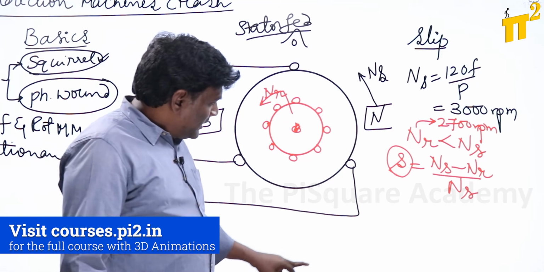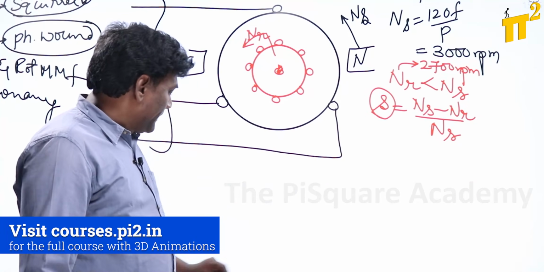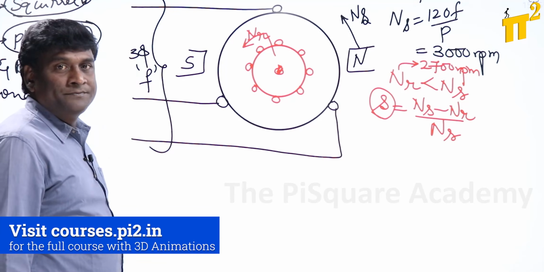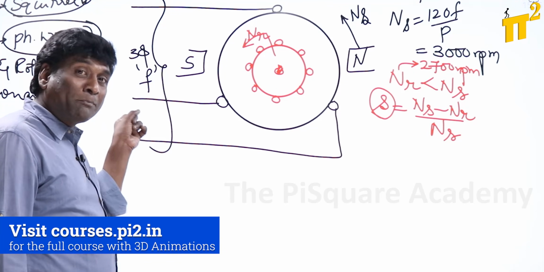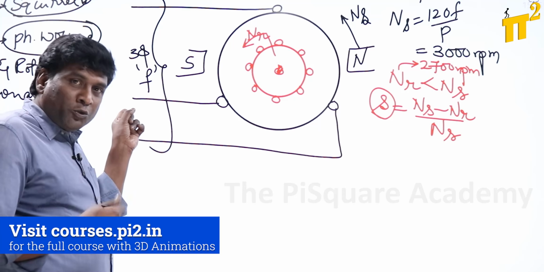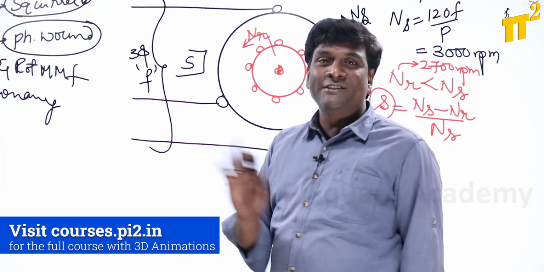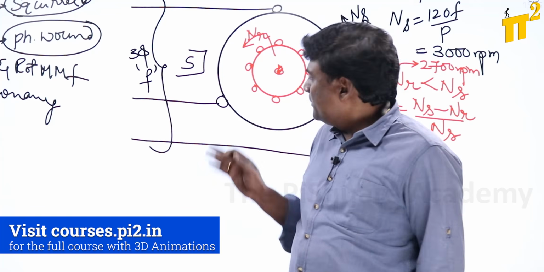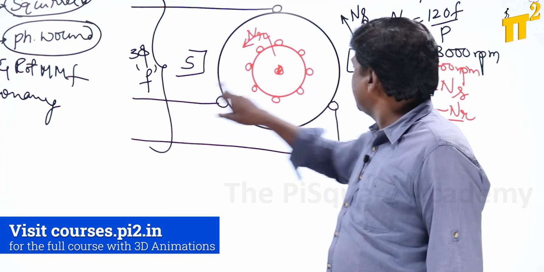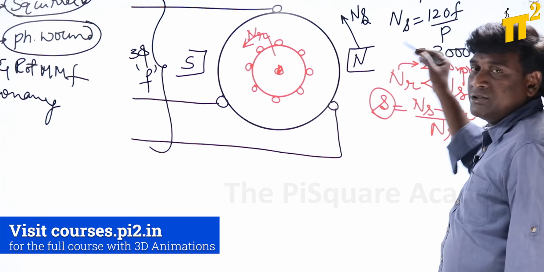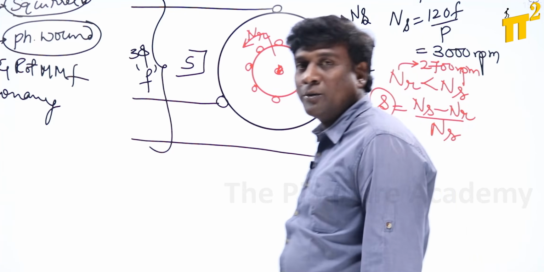Now, the stator has a fixed frequency supply, because you are supplying electrical power with your input power, so the stator frequency cannot be changed. If you don't change the stator frequency, the stator MMF speed, 120 F by P, cannot be changed, so the synchronous speed also cannot be changed.